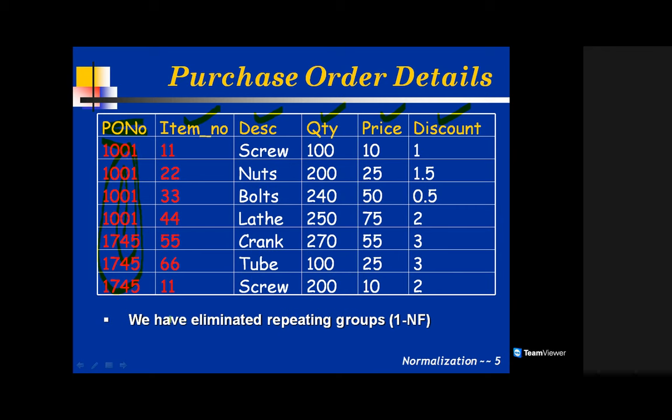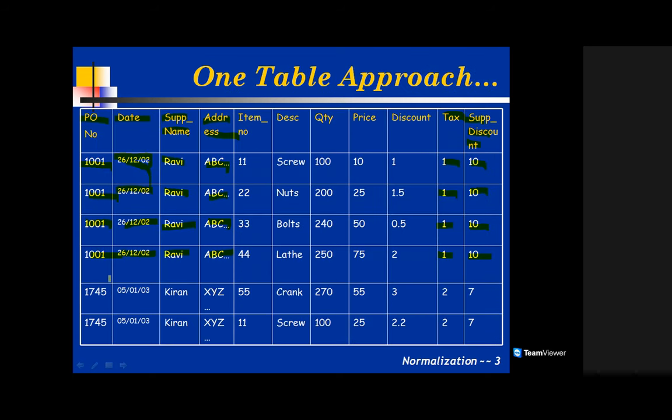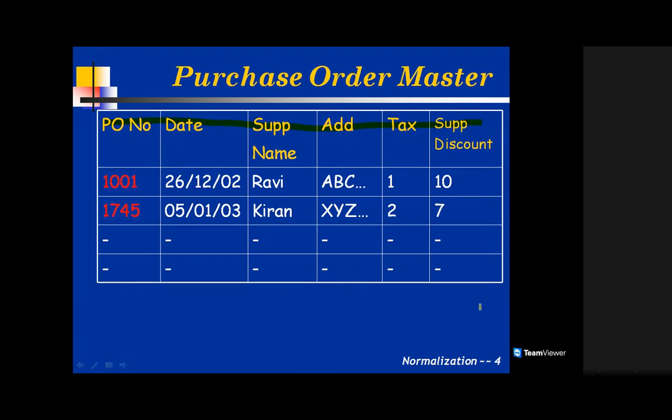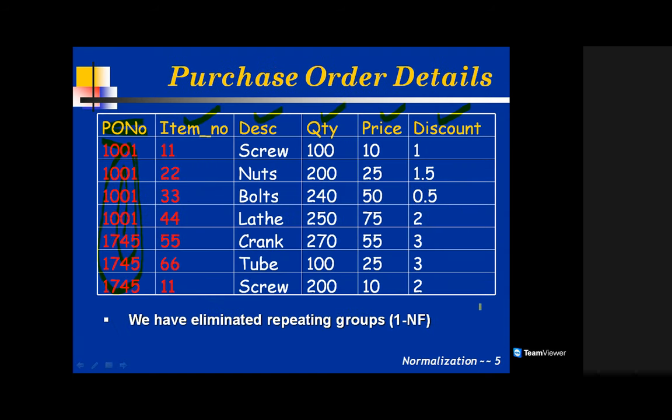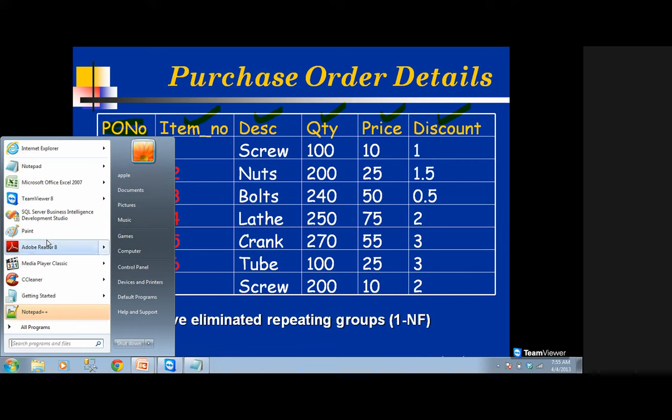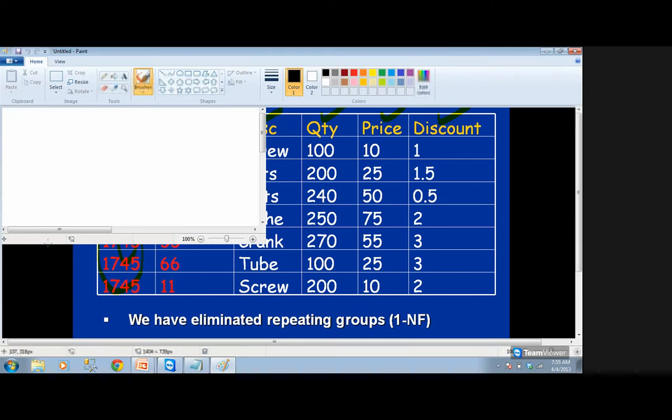Now we have eliminated repeating groups. What is that? You don't have a group here. But if you see the previous example, as a group, everything was repeating, this is repeating, this is repeating, all these are repeating. Such repetitions are not there in table number 1 and table number 2. So let me create a clear picture so that you would understand.